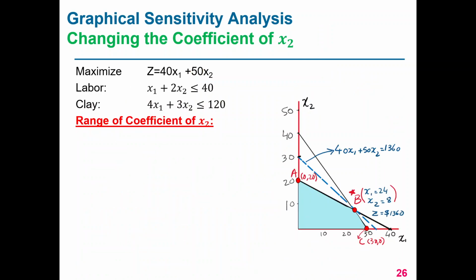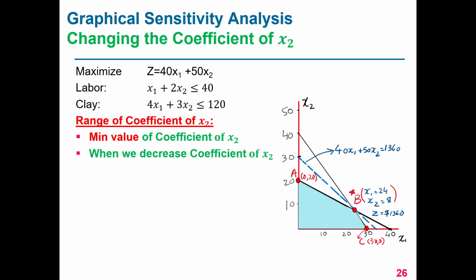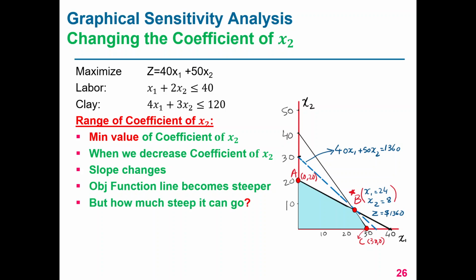Now let's find out the minimum value in a similar fashion. I think I have done this like 3 times before, so you should be able to do it, but I'll just guide you through the steps. For the minimum value of the coefficient of x2, we have to decrease the coefficient of x2, and we know when we decrease it, the slope changes, and precisely, the line becomes steeper. The question again is how steep it can go.